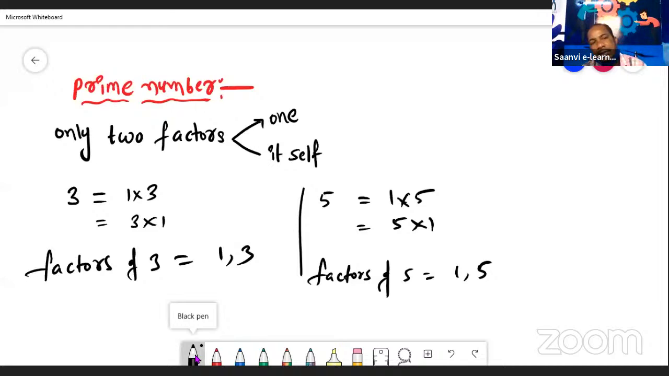Like this, if a number has only two factors, that is 1 and itself, such a number is called prime number.